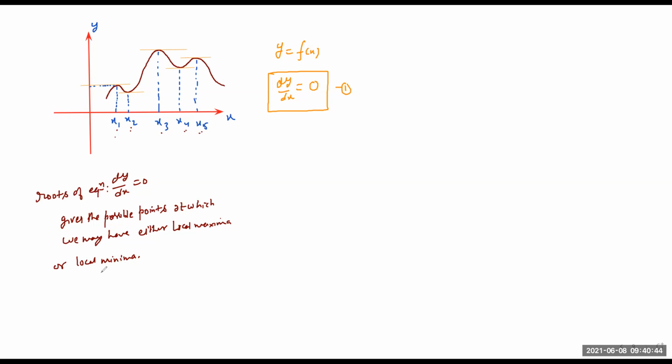It just talks about whether you are richer than your neighbors. You are maxima. Are you poorer than your neighbors? You are minima. If you are richer than one neighbor and poorer than the other neighbor, you are nothing. You're just a common man.